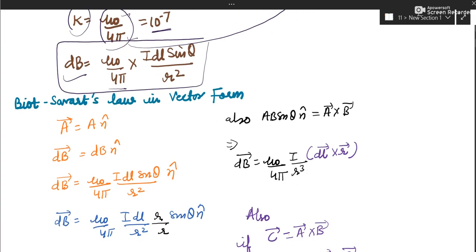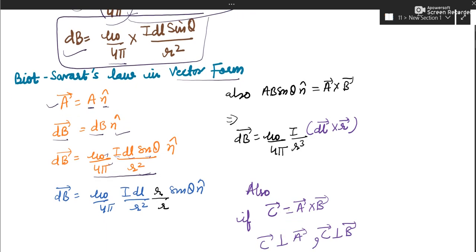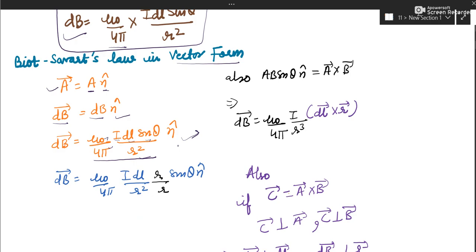Right. Now we'll have to express this law in vector form. Every vector can be written as magnitude into unit vector. So dB vector will be written as dB, its magnitude, into unit vector. Let's substitute dB as per Biot-Savart's law. It is mu naught by 4 pi I dl sin theta by r square. We substituted. Fine, this is Biot-Savart's law in vector form.